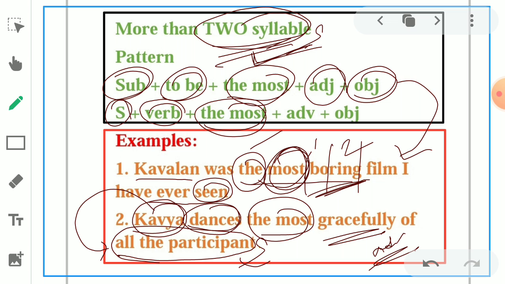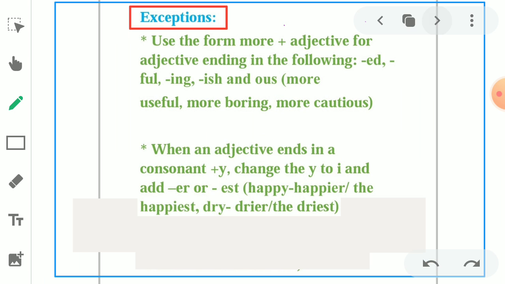about how they're gracefully active in their dances. Dance in their dance. Next, exceptions.